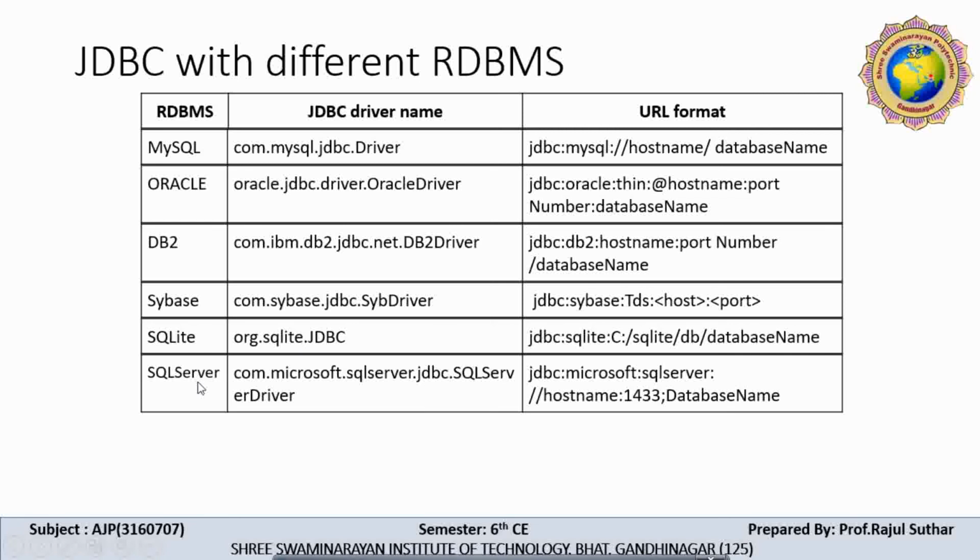SQL Server, so if you are using the SQL Server relational database, you can use the JDBC driver name com.microsoft.sqlserver.jdbc.SQLServerDriver. The URL format is jdbc:microsoft:sqlserver, as Microsoft provides the driver. So we require jdbc:microsoft:sqlserver://hostname. Here the port number used is 1433, and then the database name.